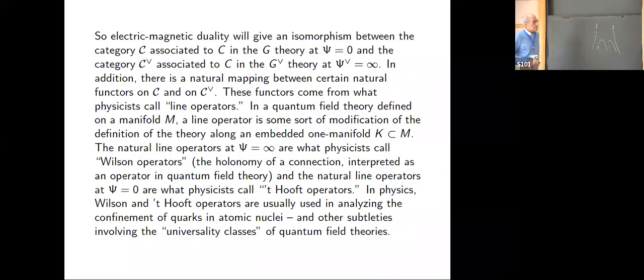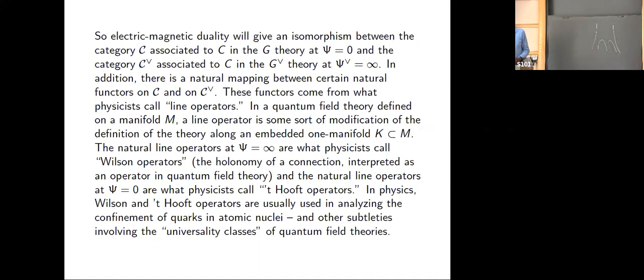But also we have 2 different descriptions based on G and G dual. So electromagnetic duality will give us an isomorphism between the category curly C associated to C in the G theory at psi equals 0, and the dual category associated to C in the dual theory at psi equals infinity. Well, in addition, there's a natural mapping between certain natural functors on C and C dual. And these functors come from what physicists call line operators.